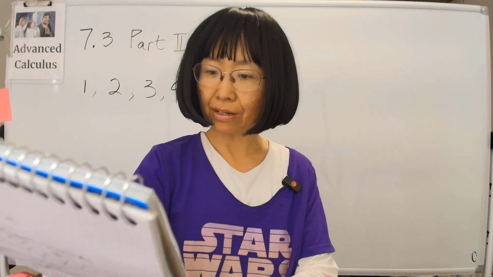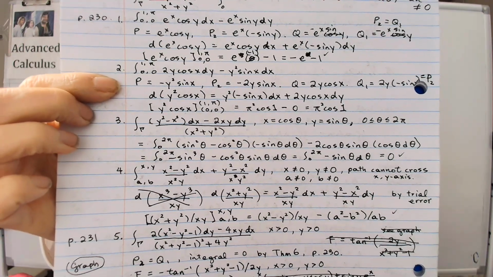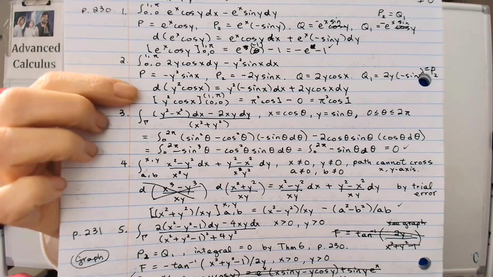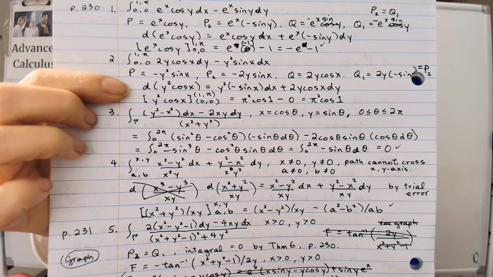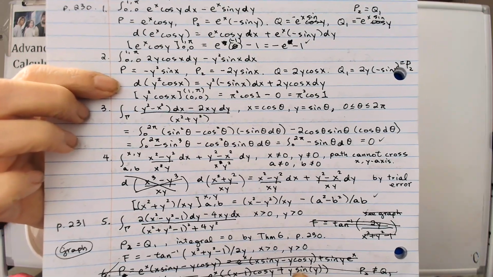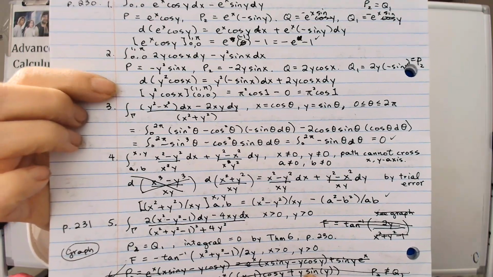We first show that P2 equals Q1, right? And so apply Green's theorem and figure out what the antiderivative is by inspection, pretty much, and then evaluate it at both ends.